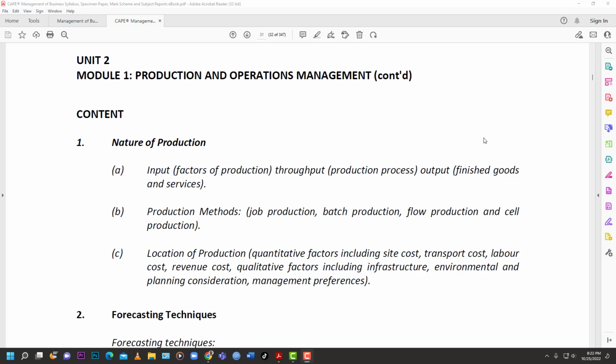of Business. So that's CAPE MOB. We're going to start looking at Module 1 from Unit 2. We'll also continue looking at Unit 1 in subsequent videos, but for now this is the first one for Unit 2. We're starting at Module 1, and the first module speaks of production and operations management. So we're going to look at that.